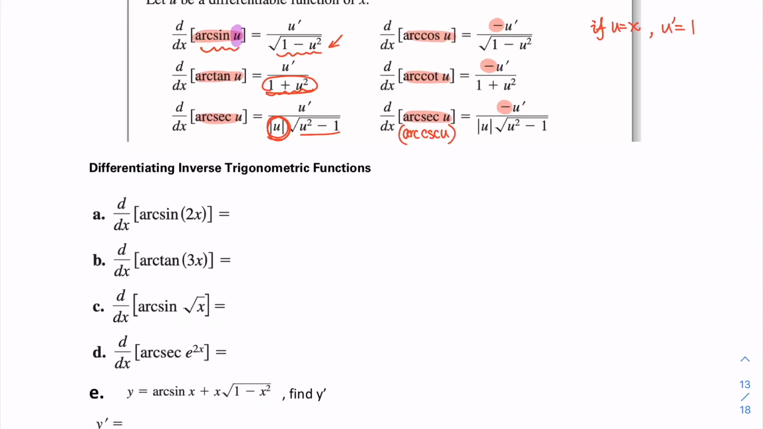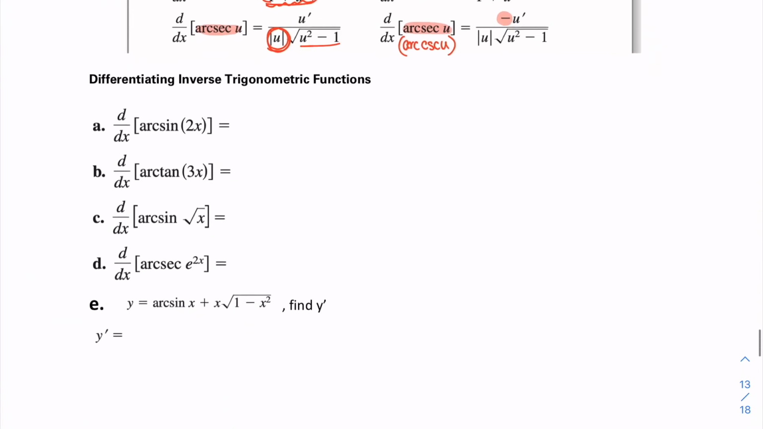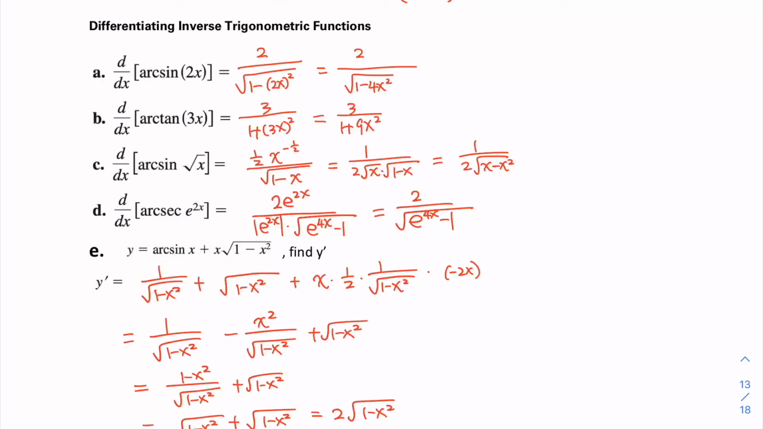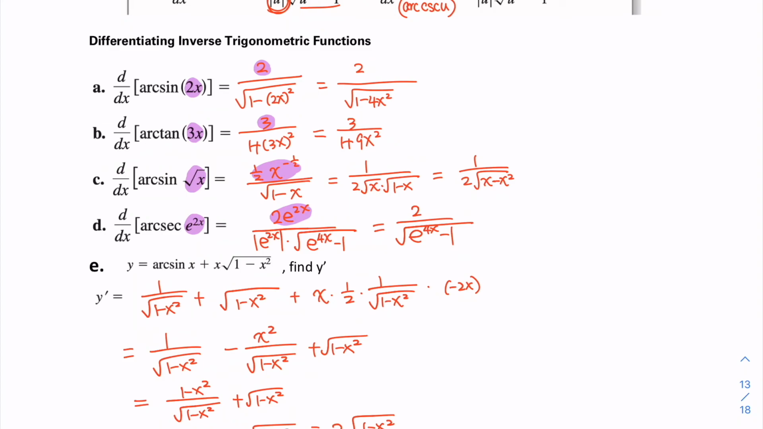Everybody, you can pause the video for 3 minutes and try to finish problems A to E and compare with my answer key. This is the answer key for part A to part E. For this type of problem, this is your u. You just plug into the formula, take the derivative u prime, and simplify it. And for part E, after you simplify, 1 minus x squared divided by the square root of 1 minus x squared gives us the square root of 1 minus x squared. Any questions, please let me know.